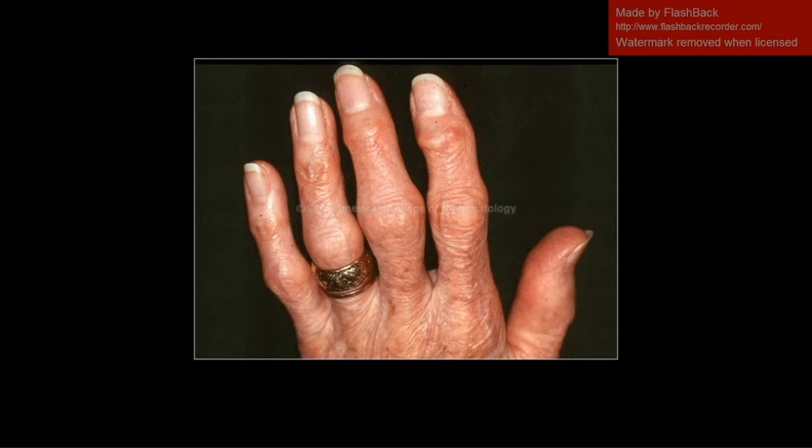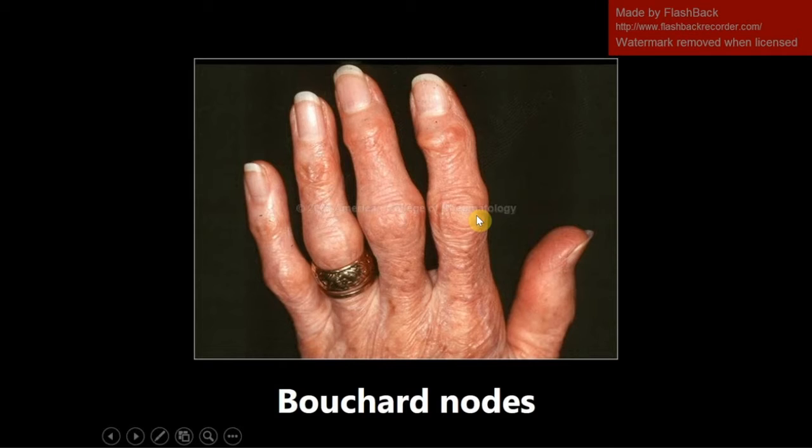So this is going to be an image of Bouchard's nodes. These are commonly seen in osteoarthritis. Here they are right here. So these are osteophytes seen in the proximal interphalangeal joint. Remember, these are proximal, not the distal interphalangeal joints. Those will be called Heberden nodes, which we'll also see in a later video. The way that I always remember that is because B comes before H, Bouchard comes before Heberden, and proximal comes before distal. Just another way that I remembered things while I was studying.